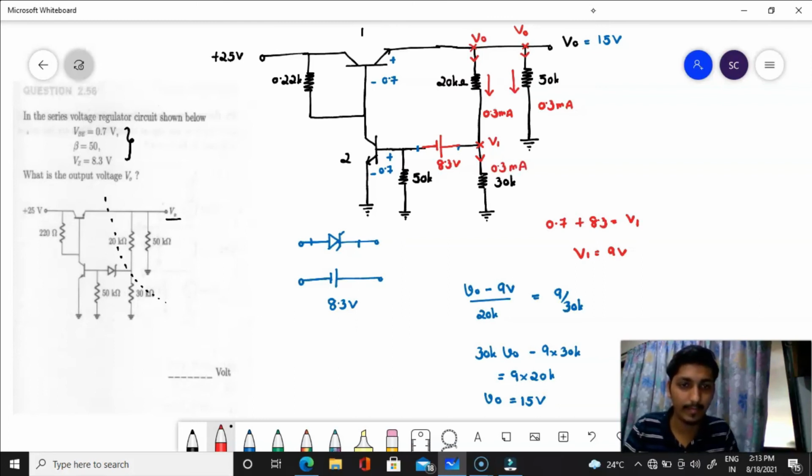And if we see this terminal, it is 0 milliamps, because if we solve, if we require 0.3 milliamp, then it will be in the negative part, but here it is 0 milliamps, so all balanced. So our final answer is V0 equals 15 volts.